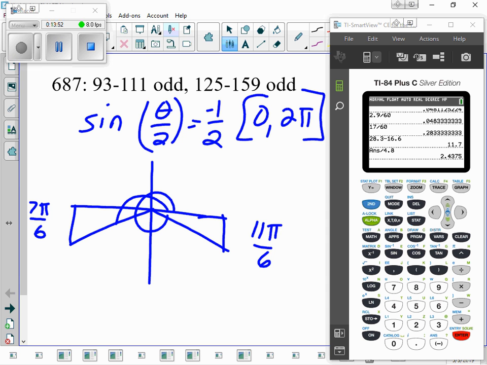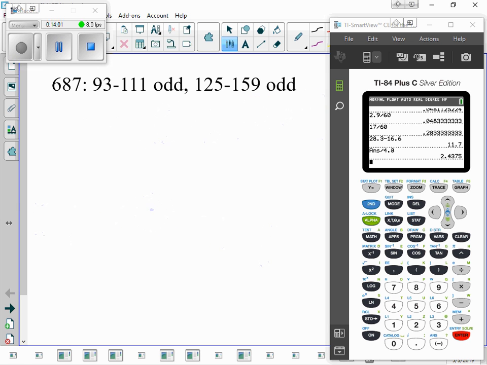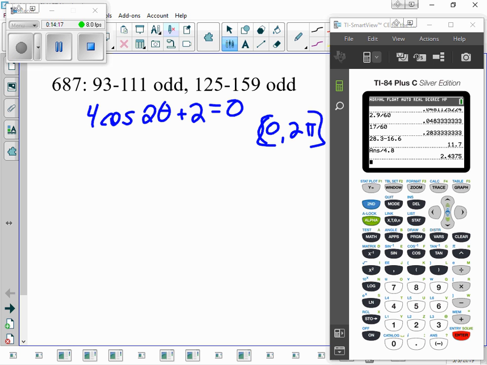All right, that will take you through that first one. Look at 131. 131 says 4 cosine of 2 theta plus 2 is equal to 0, and we're still going from 0 to 2 pi. So all you have to do is subtract the 2 and divide the 4, and then it's just like the problem above it. In fact, we just did that one.